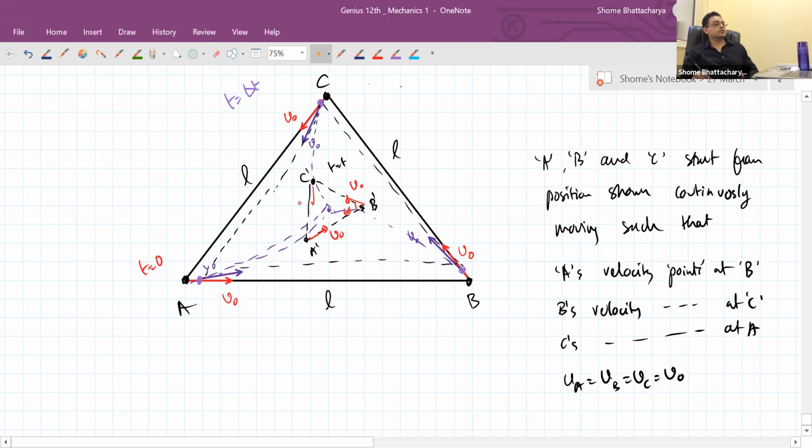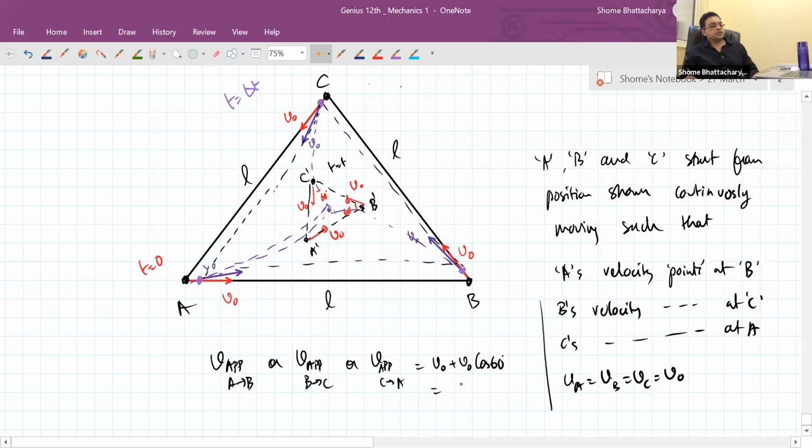Okay. So even though the individual motion in the ground frame is very complex, the approach velocity of A towards B, or of B towards C, or C towards A, is always going to be constant, and that's going to be equal to V naught plus V naught cos 60, that is 3 by 2 V naught.